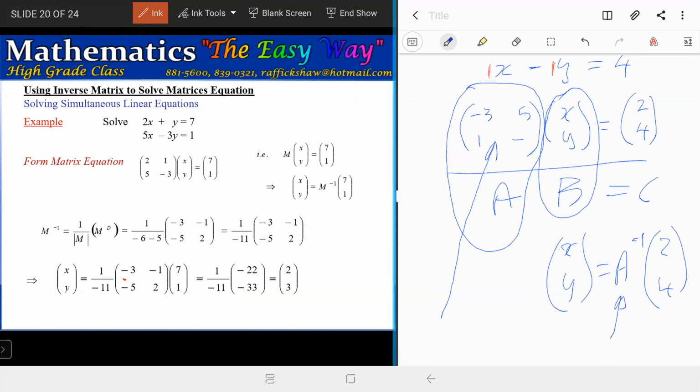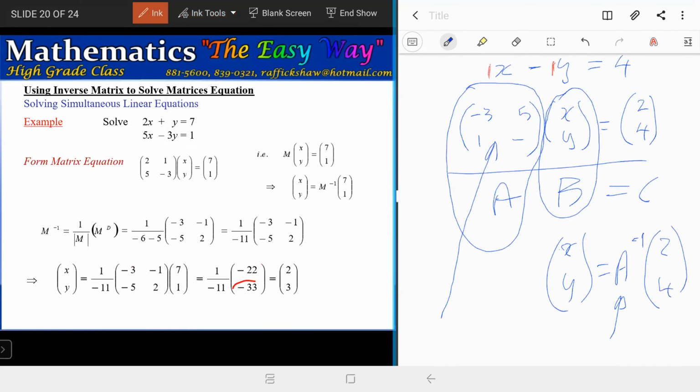Remember, you multiply along the row, down the column. First element by first element, second element by second element to get this one. Don't want to spend any time on this, you know. The -3 times 7 is -21. Along the row, -1. Down the column, 1. -1 times 1 is -1. -21 and -1 give me -22. That's how we get the -22.